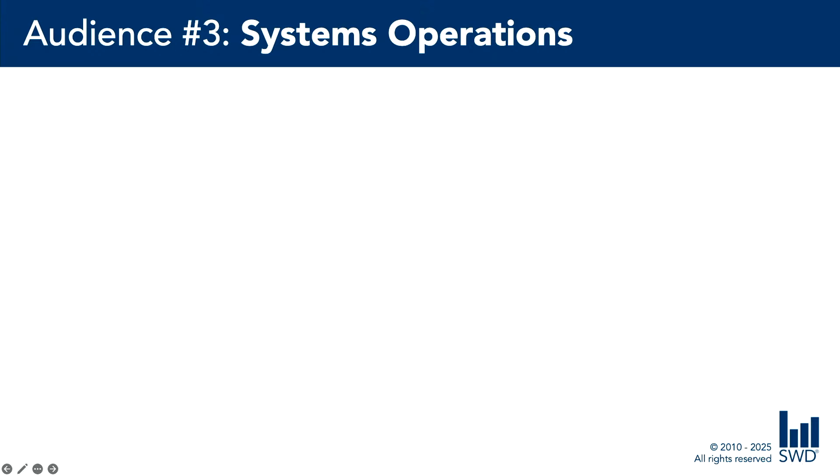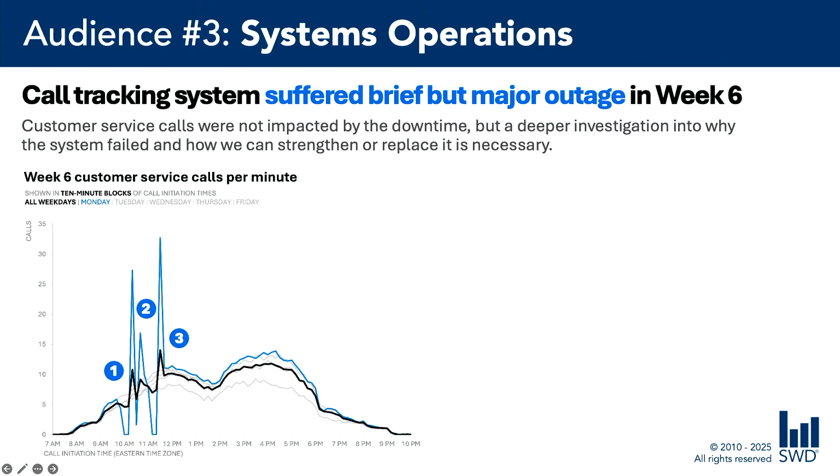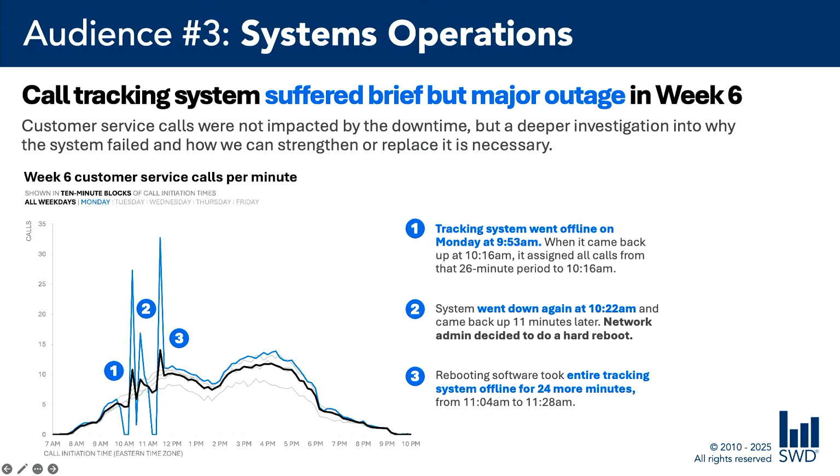And then finally, our third audience, system operations. Again, they're interested in diagnosing and preventing system outages. Tagline up top, call tracking system suffered brief but major outage in week 6. A little bit of explanatory text that accompanies that, my graph that shows the issues with some numeric references that are explained on the side.